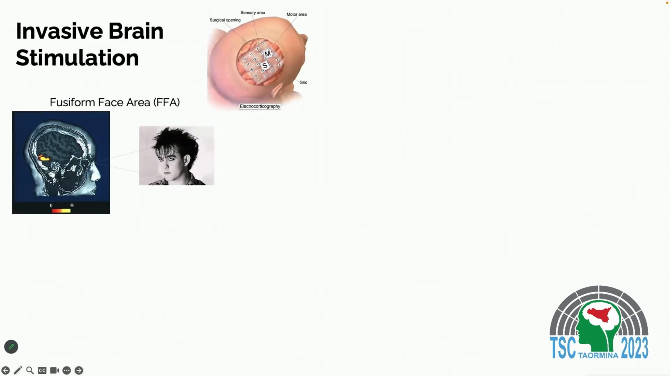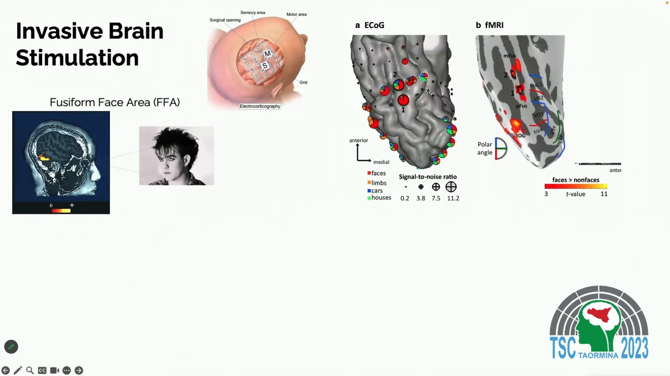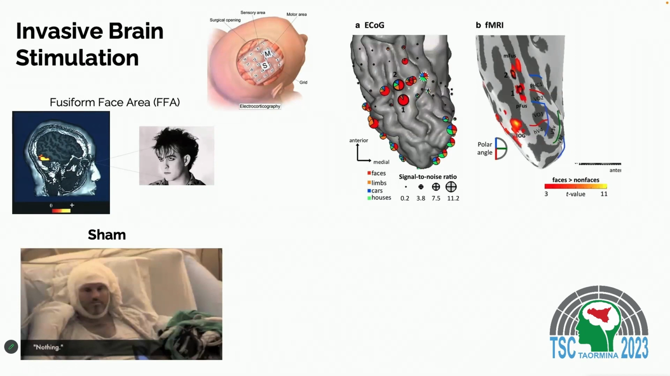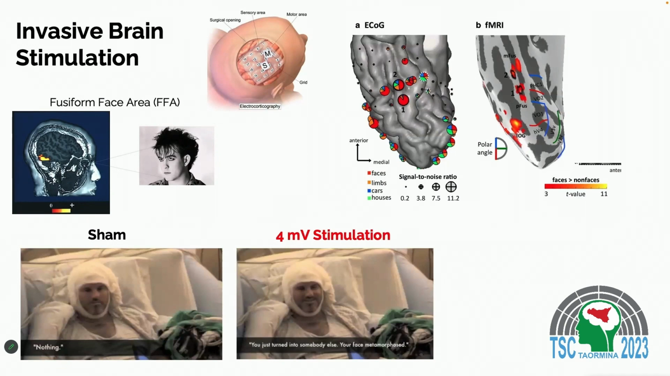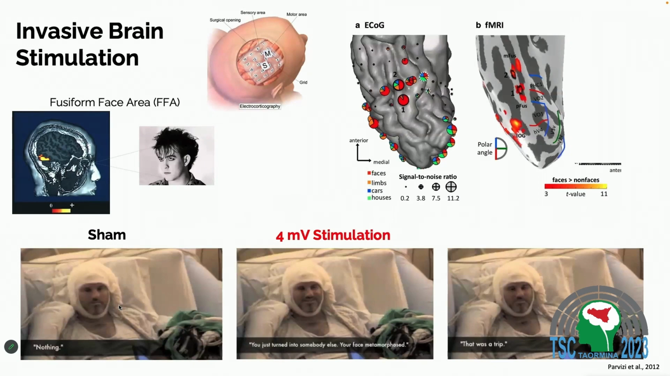And so in one study, they took a couple patients who were undergoing surgery, and they put an ECoG system over their fusiform face area, which you're seeing here, number one and number two. And then they basically turned it on and off and asked the patient what their face perception was like. So here in the sham condition, this person is looking at the neurologist in this case, and they're saying nothing's happening. When they turn the stimulator on and it's stimulating the fusiform face area, now you see this patient says, you turned into somebody else, your face is morphing. And if you watch the video from this paper, you'll actually see the patient gets kind of happy. It's kind of an interesting experience to them. They say, your face is changing, I can't recognize you anymore. And then the person says, whoa, that was kind of a trip. That was an interesting type of experience.